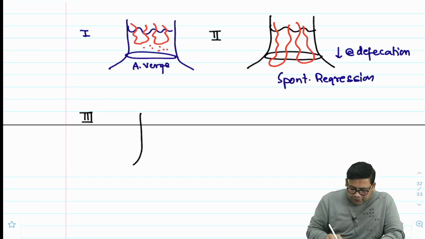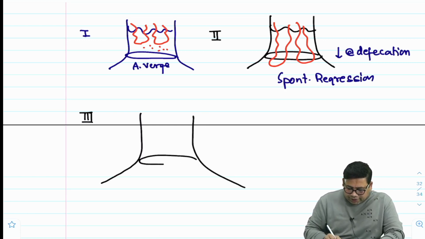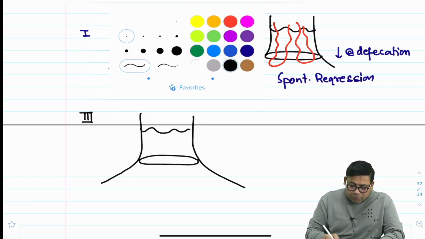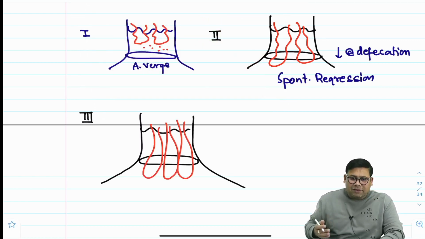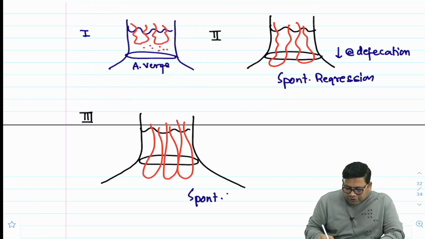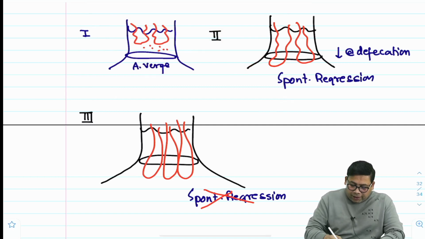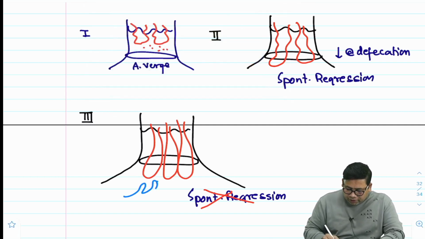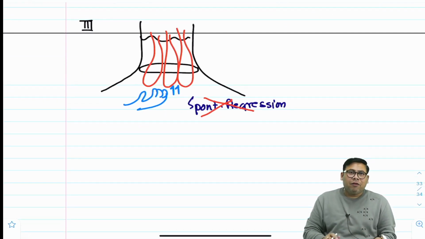When we talk about grade 3, the same patient comes to you and says, sir, there is a mass protruding out, and when I talk about how does it go back, he says that the spontaneous regression that we used to see, the spontaneous regression is not possible here, and I need to manually reduce. So regression happens, but manual regression happens. Are you getting this point? So this is a grade 3.